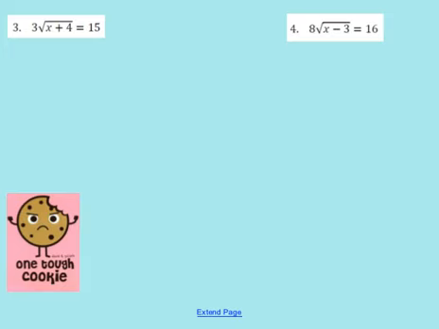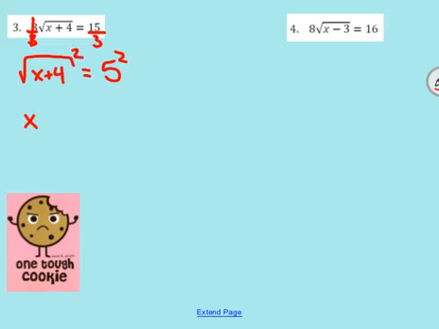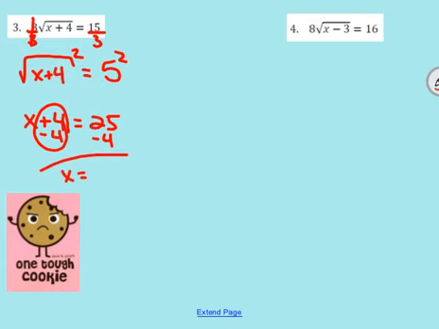Looking at this one, this is another good example. We have to get rid of the 3 first. Divide by 3. Now I have square root of x plus 4 that is alone on the left, and I have 5. Now is when we get to square it, so that gets rid of the square root sign. So we have x plus 4 equals 25. I subtract 4. x equals 21.